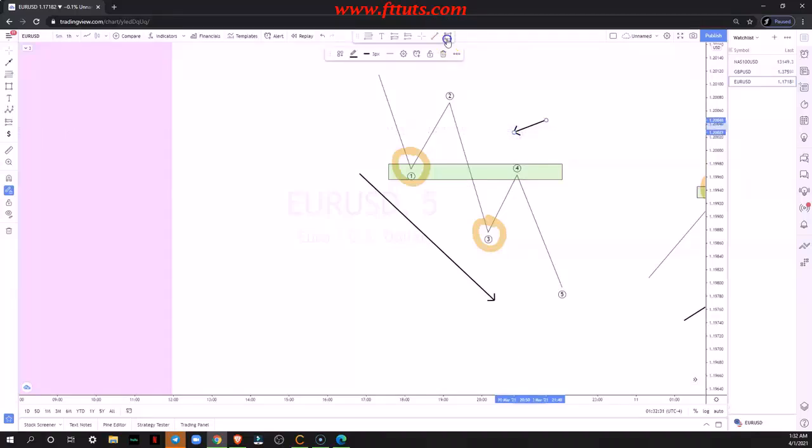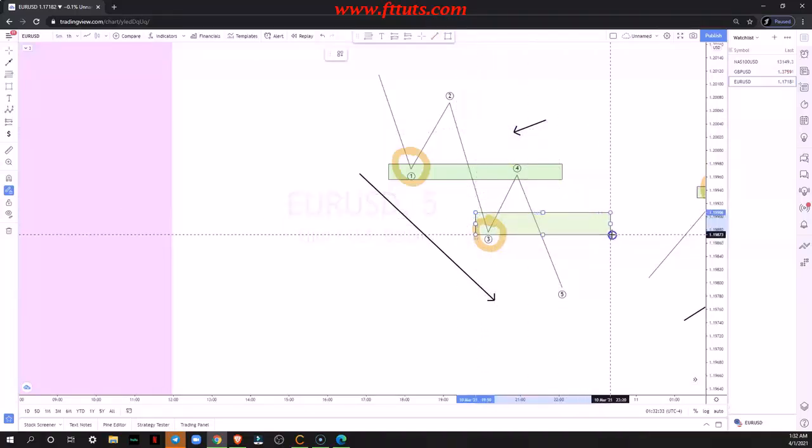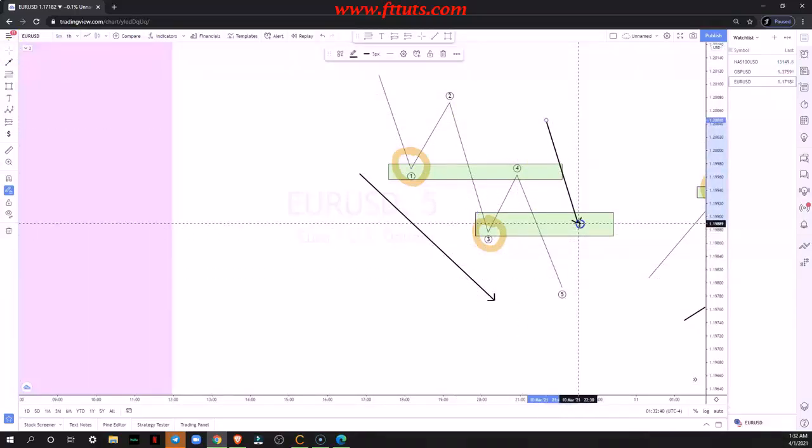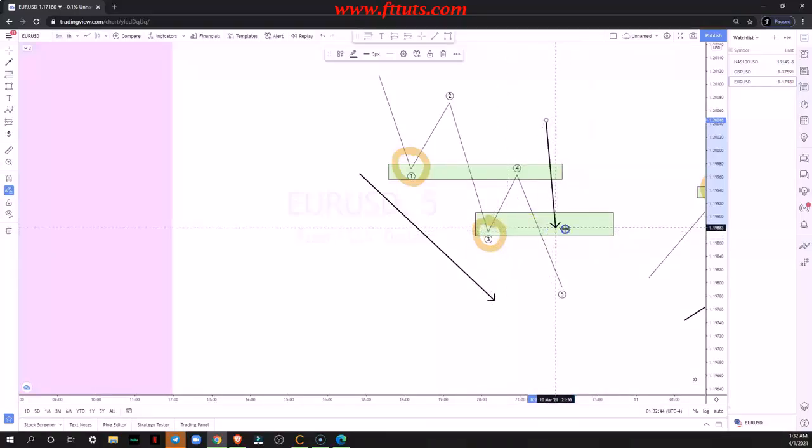So for example, say if number five comes back up to here, we're looking for what? Sells, because it's back in a key area.